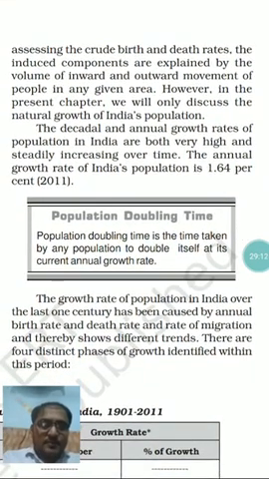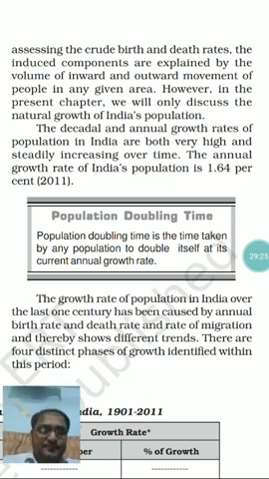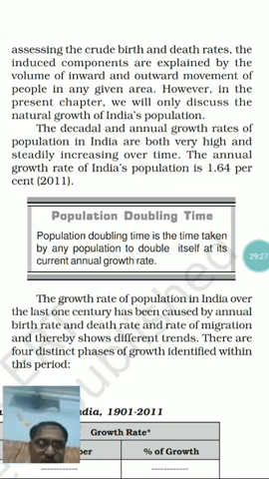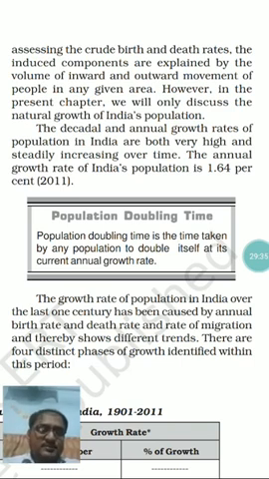The growth rate of population in India over the last 1 century has been caused by annual birth rate, death rate and the rate of migration. As I already said, induced and natural growth. So here we are focusing on natural population growth. Induced will be seen in the next chapter.